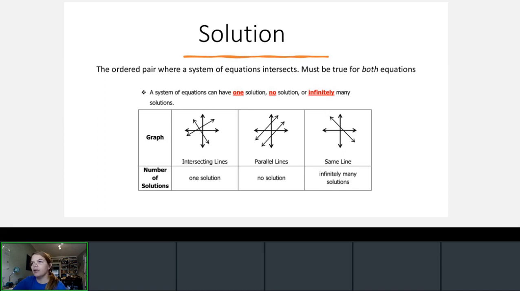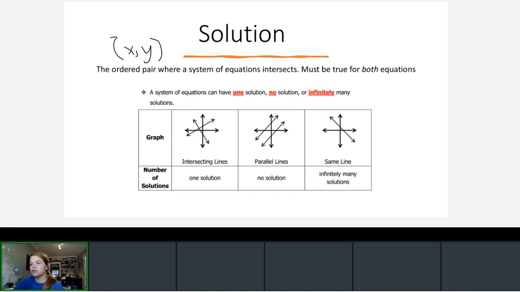The ordered pair where a system of equations intersects is our solution. When they ask you for a solution, it's normally going to be written as an ordered pair, like x comma y, and it must be true for both equations. When you plug in x for x in your equation and y for y, they both have to be true statements. We'll do some example problems coming up in this unit, but there is always a way to check your answer, which is really great. We can also solve systems of equations by graphing.